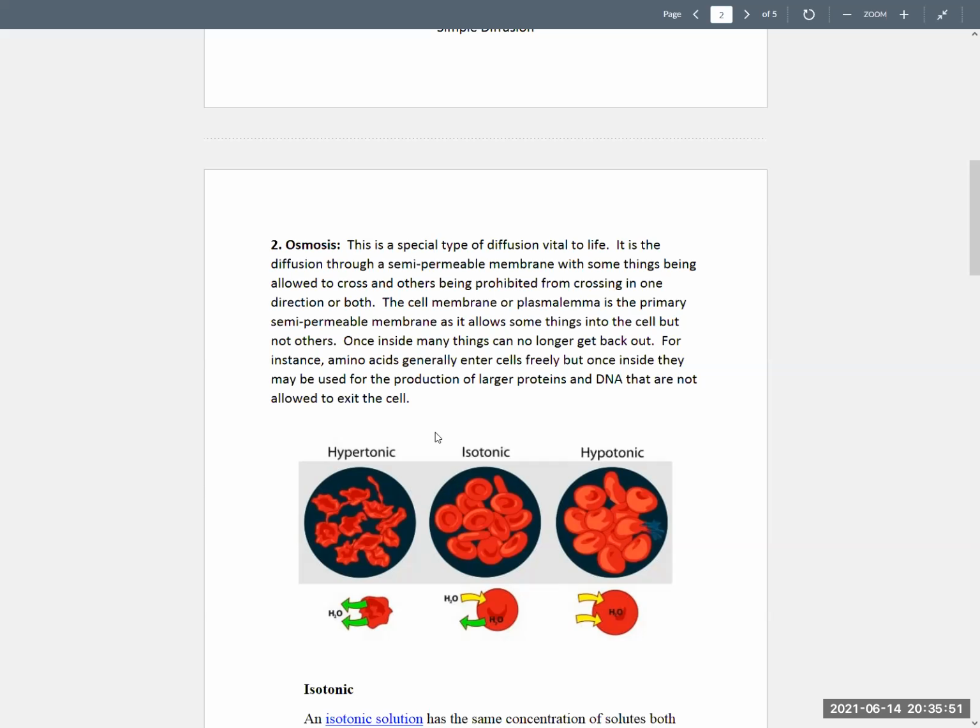Once some things get into the cell, they can't get back out. Some things can, but some things cannot. Amino acids generally enter the cells freely, but once inside, they can be used for the production of larger proteins, enzymes, and DNA. And once they get large, you've built a ship in the bottle, and they can't get back out again.